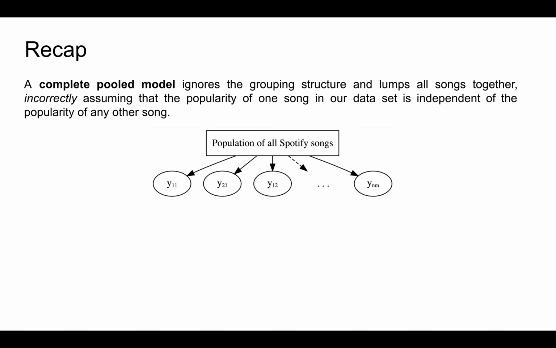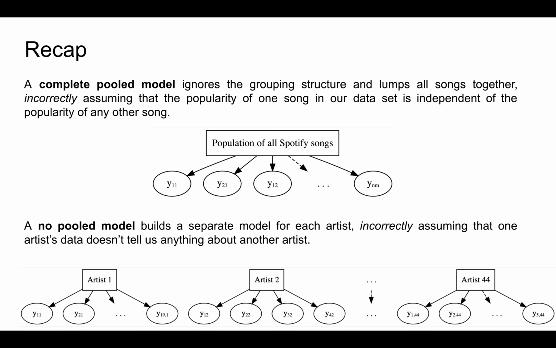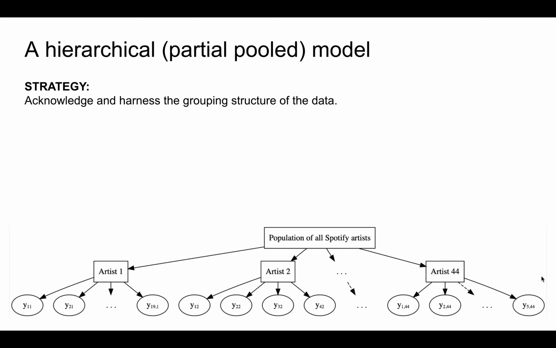To recap, a complete pooled model ignores the grouping structure and lumps all songs together, incorrectly assuming that the popularity of one song in our dataset is independent of the popularity of any other song. Swinging the other direction, a no-pooled model builds a separate model for each artist, incorrectly assuming that one artist's data doesn't tell us anything about another artist. These artists are not connected. A hierarchical or partial pooled model provides a sensible middle ground between these two extremes.